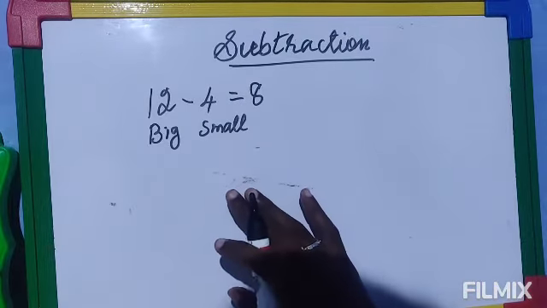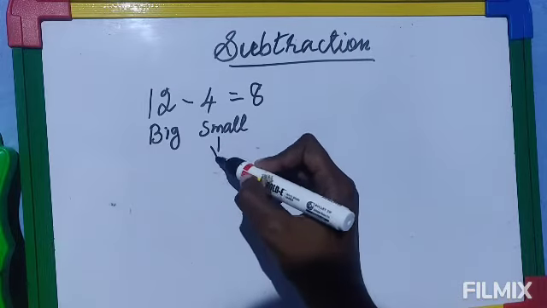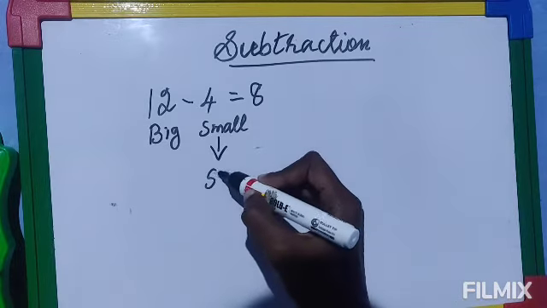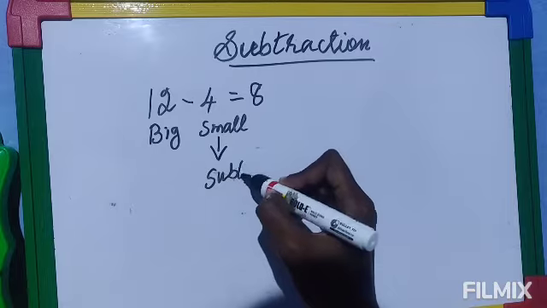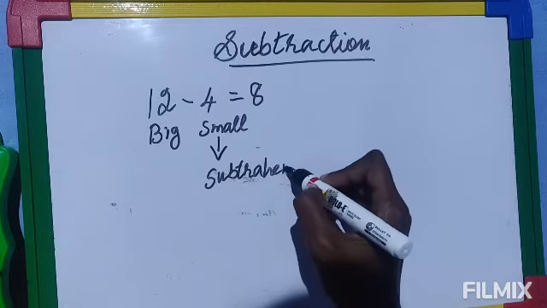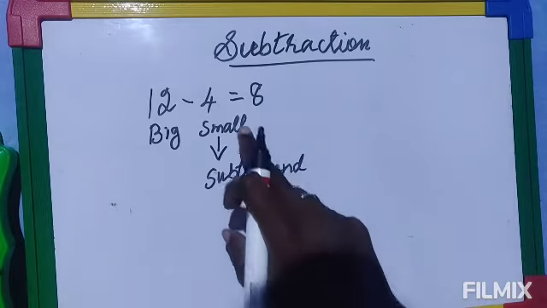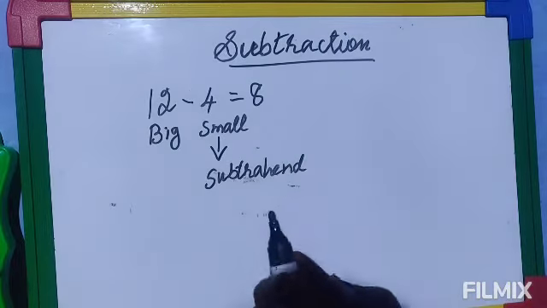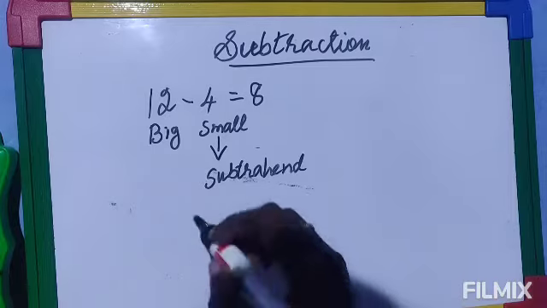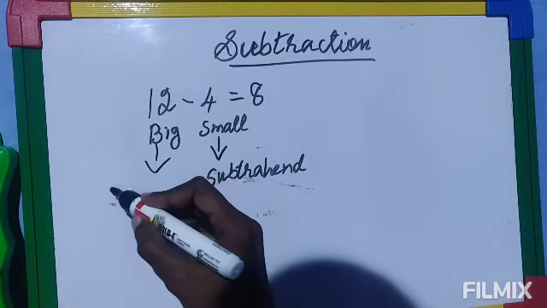Okay. So here the smaller number is called subtrahend. Learn the name of the smaller number. This smaller number is called subtrahend, and the bigger number is called minuend.